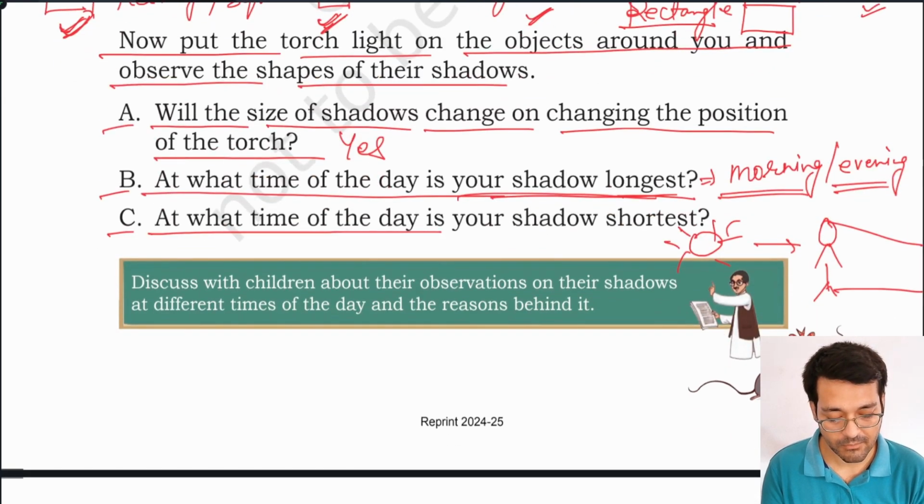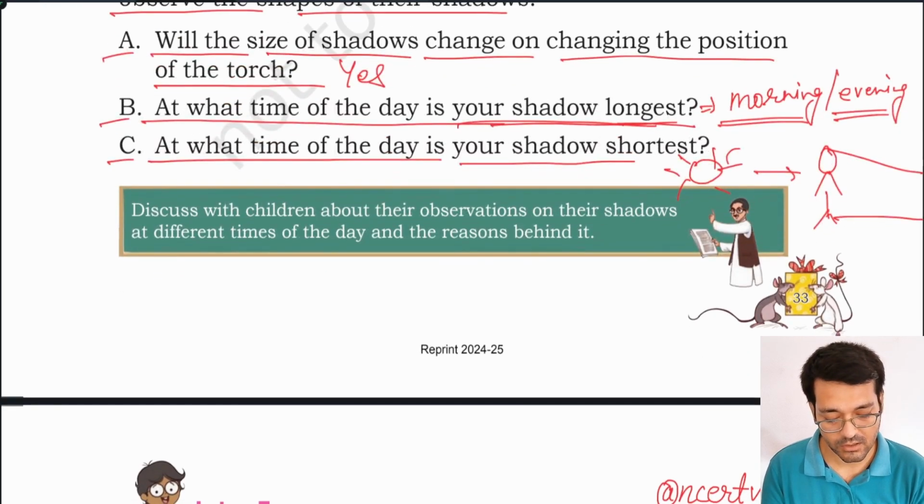At what time of the day is your shadow shortest? Your shadow is shortest in the afternoon, at noon time, when the sun is just above your head.